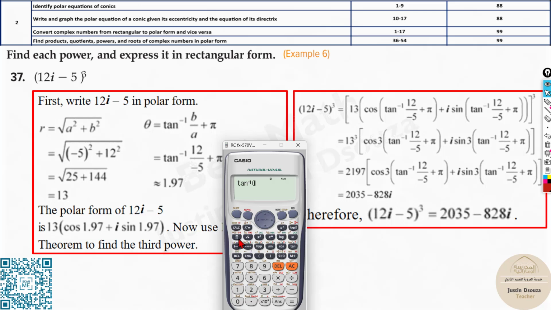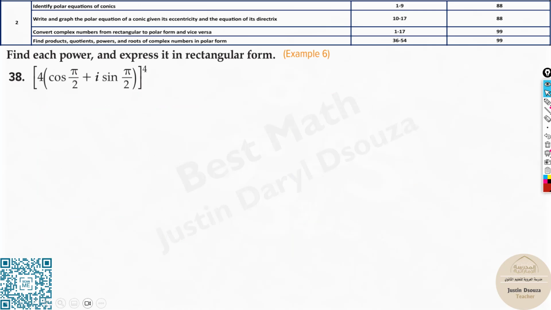Tan inverse of 12 by minus 5 plus pi. The plus pi is because over here, minus 5 is the a value, a and b, b being the coefficient of i. A is negative, that's why we add pi. So it's 1.96. If you have taken 1.9656, then you will get a much more accurate answer over here. And the same thing, this is multiplied with the imaginary part as well. So that's how we solve it.